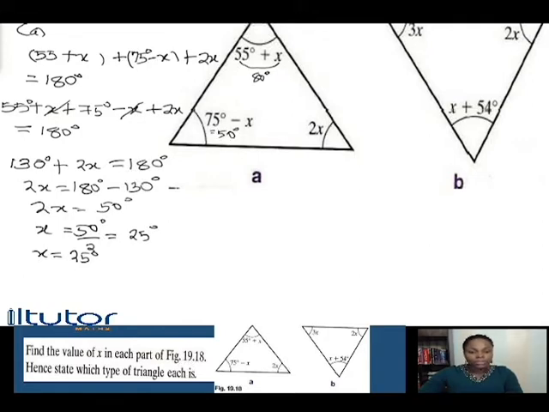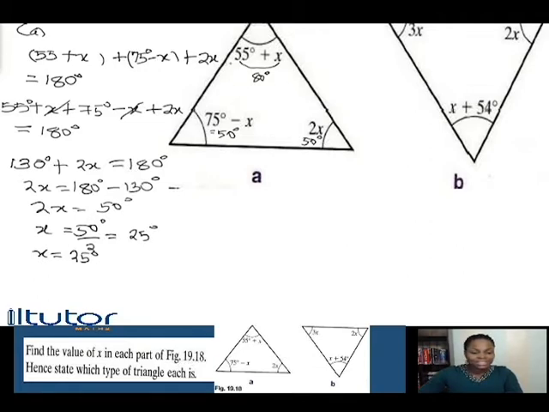And then we have 2 times our x, which is 25, so this implies that this is 50 degrees. So now, looking at this triangle, this angle is 80 degrees, this angle is 50 degrees, this angle is 50 degrees. Does it tell you the type of triangle it is?